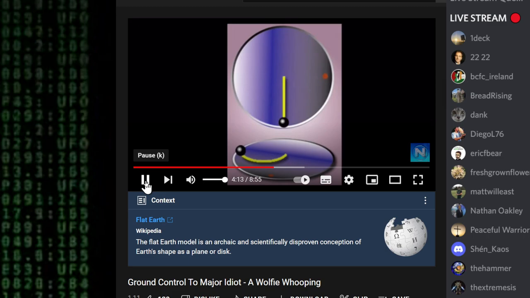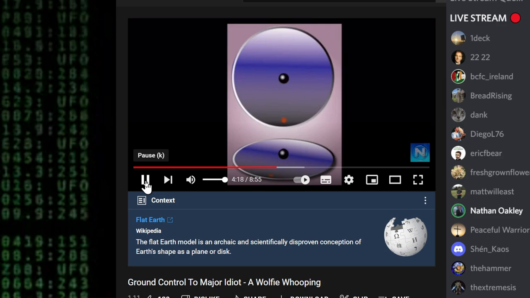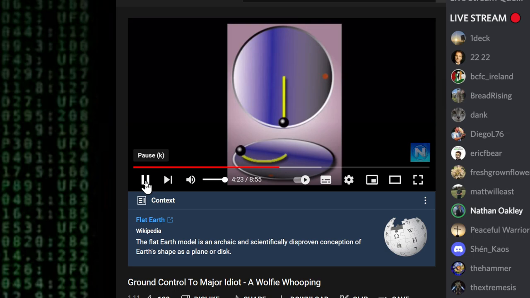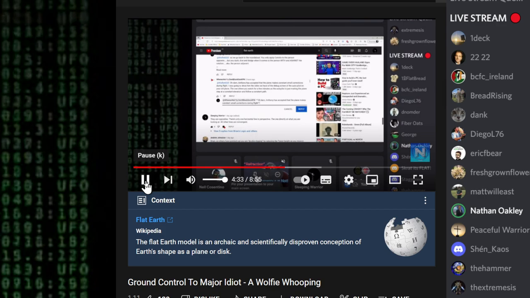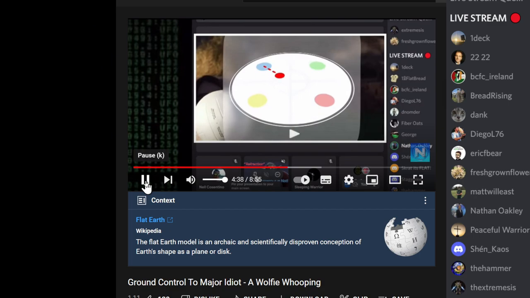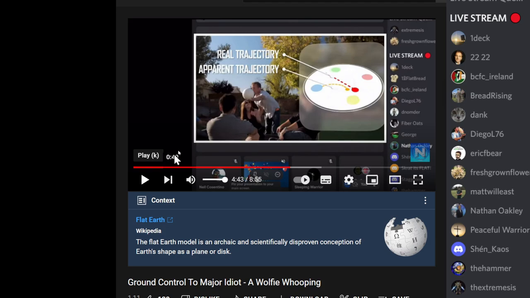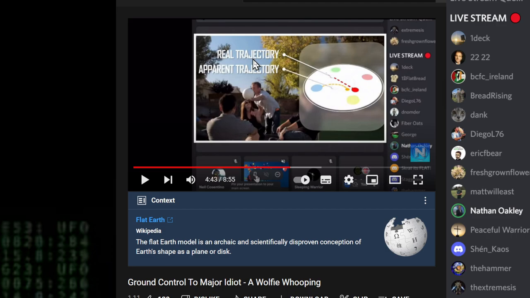Now, the simple fact is, Wolfie has made it very clear in comments to Sleeping Warrior that he believes he has to account and correct for Coriolis drift. That is a total misapprehension of the effect being described and shown on screen. There are Wolfie's comments talking about him correcting in an aeroplane for drift. Here is the National Geographic example. There are two trajectories.